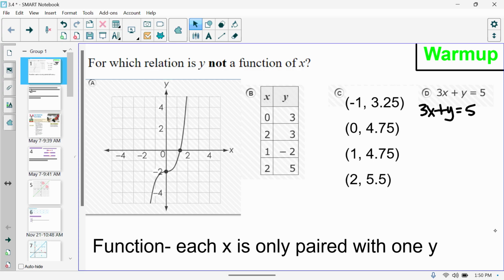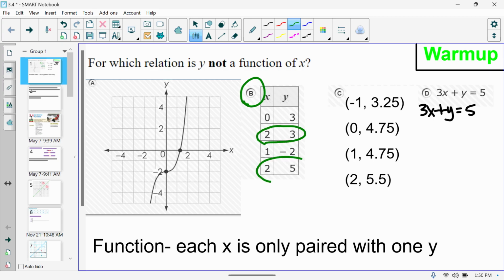Oftentimes it's easy to understand the definition by actually looking at something that's not a function. So this middle one, B, is not a function. Did anybody remember that, by the way, from Algebra 1? I'm just curious. Okay. What makes it not a function is, remember the definition says each x can only be paired with one y. So here's where it fails the definition. We have the x of 2 paired with 3, but you also have 2 paired with 5. That's no good. Each x can only be paired with one y, okay?